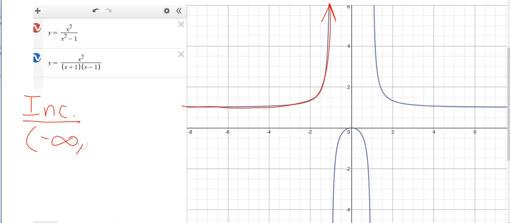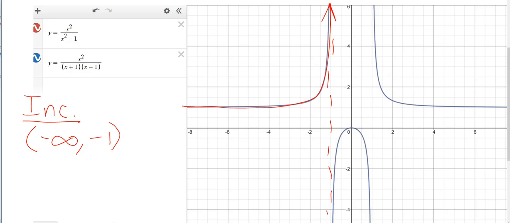-infinity to what? -1. Bracket or parenthesis? You can't touch the asymptote. MC Hammer told us we can't touch the asymptote. Right? Remember that domain problem? That -1, that's that boundary that we can't have. So right there, at -1, we got that asymptote running through there that I so poorly drew there. Okay?